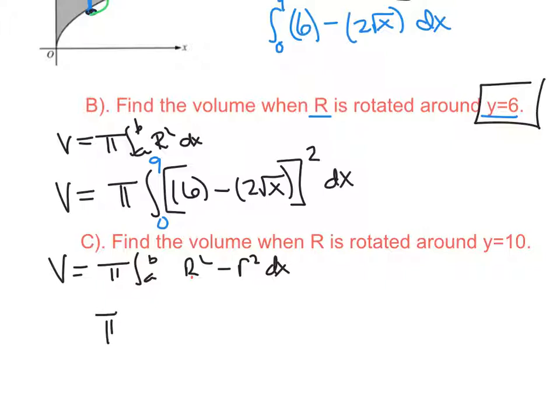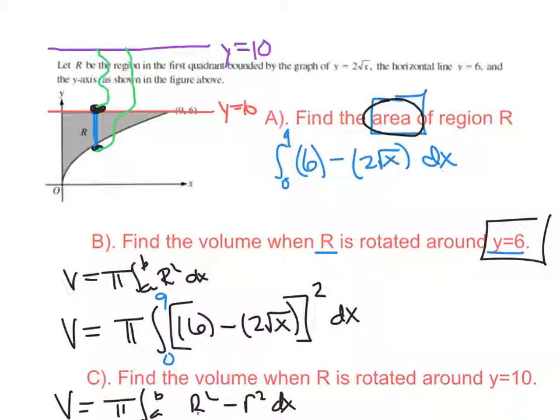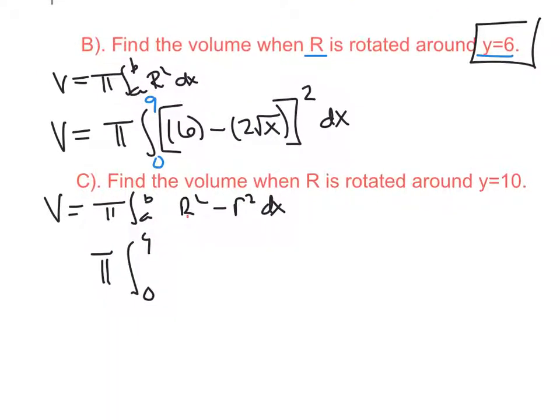Alright, so I'm going to go pi. Again, my area is to the left and the right. That has not changed, 0 to 9. Now I need my big R. So I'm going upper minus lower. This R is bigger than this R. The upper one is on 10. The lower is on 2 radical x. 10 minus 2 radical x.